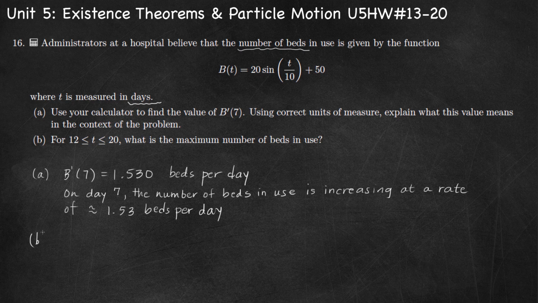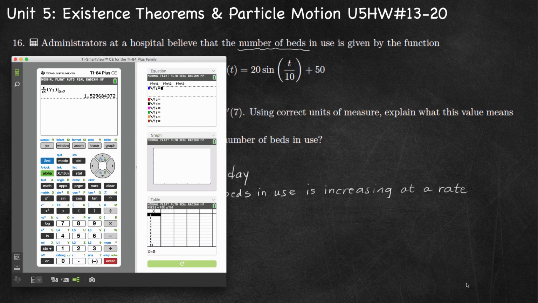Part B, we want to find the absolute maximum on the interval from 12 to 20. Let's look at our graph and see if we have a relative maximum. So again, we're on the interval from 12 to 20. So I'm going to adjust my window. We still have our equation for b in y1, and I want to work on the interval from 12 to 20. And we'll just see what kind of values we're getting in our table.